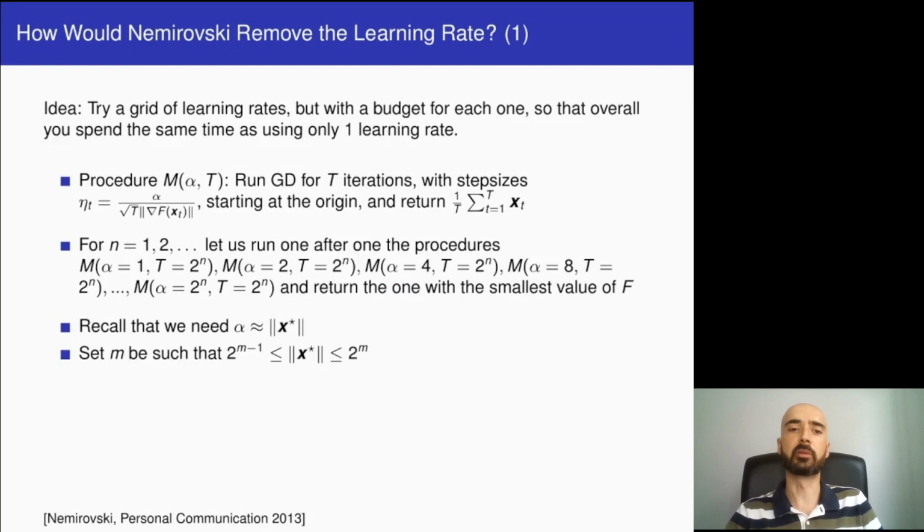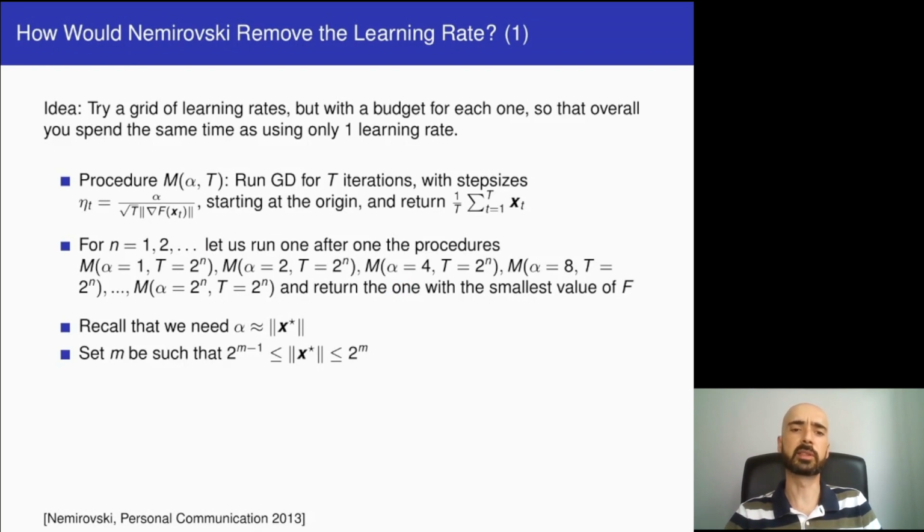And so in particular, let's call the procedure M of alpha and capital T, running gradient descent for capital T iterations with the step size eta t that is equal to alpha divided by square root of capital T divided by the norm of the gradient itself. Now, this normalization here is exactly to make the learning rates independent from the Lipschitz constant from the scale. You start from the origin and you return the average of your iterates.